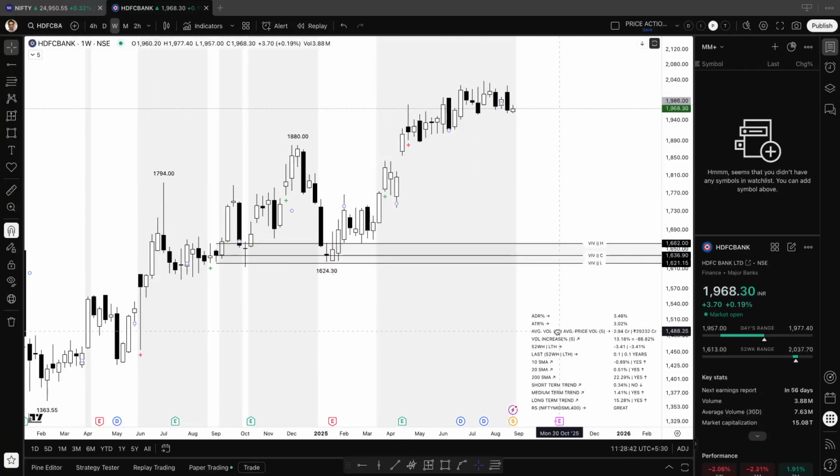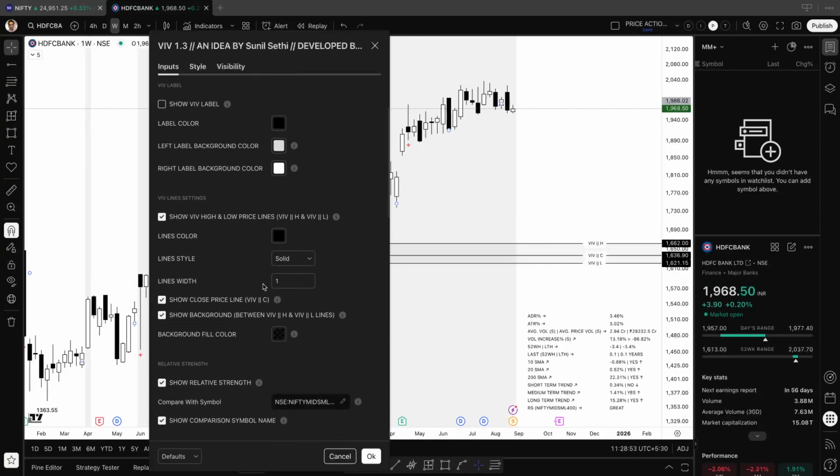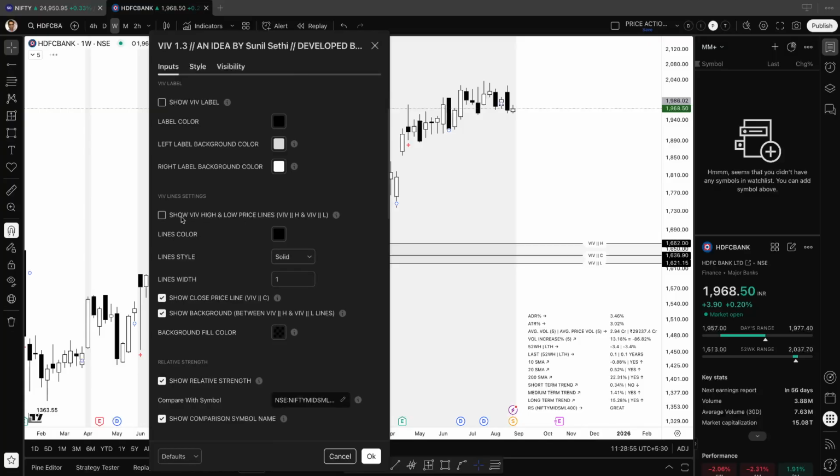Okay, so how can you control this? In the VIV levels or VIV zone, you can show or hide from these settings. Show VIV high low price. You will see that it is gone from here. But if you select it, then it will start showing.